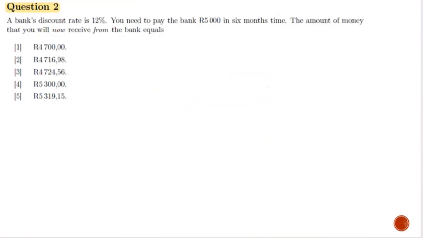This question, you are told about the discount rate. So already you know you are within the discourse of discount, and you are already thinking of the formulas within discount. You are given a discount rate, so you can just write, I am given a discount rate, which is equal to 0.12. And then you are told that you need to pay the bank 5,000 in 6 months. That is an amount that you need to pay the bank in the future. Remember, in 6 months time. So you must be careful that you don't write the present value as the future value. This is an amount that you have to pay in 6 months time, which means in the future, so this is your future value. So now this will be your 5,000.